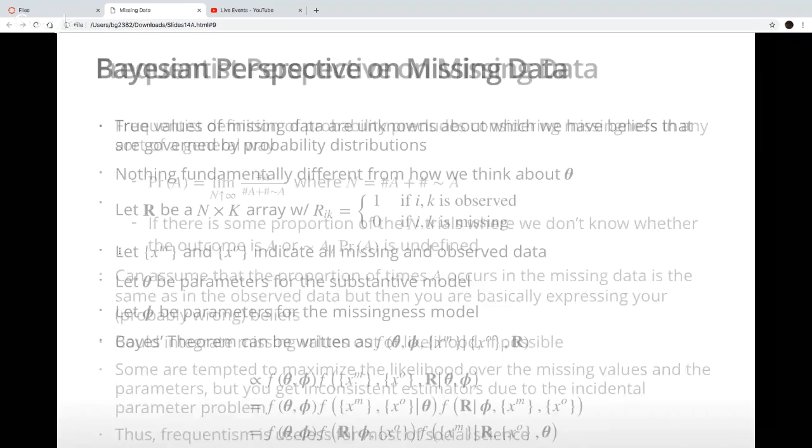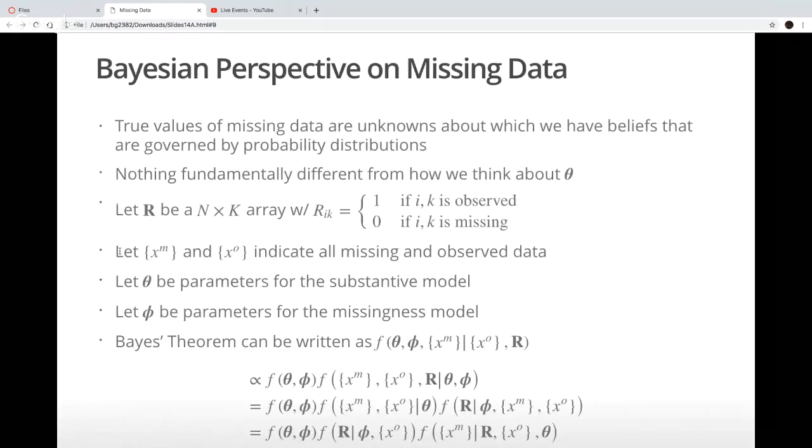So how would we do something like that? The true values of missing data are unknowns about which we have beliefs. We have priors on that. They're governed by probability distributions, and we can update our beliefs about those conditional on whatever data we observe. And in that sense, nothing about this is fundamentally different from how we think about parameters, theta, intercepts, slopes, variances, etc. But we do need a way of keeping track of what values of the data are missing.